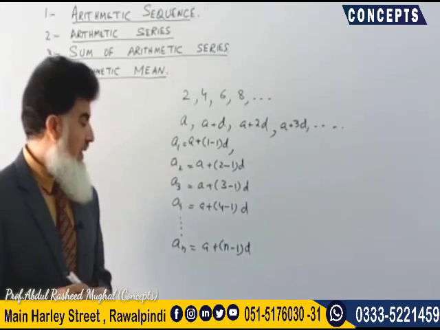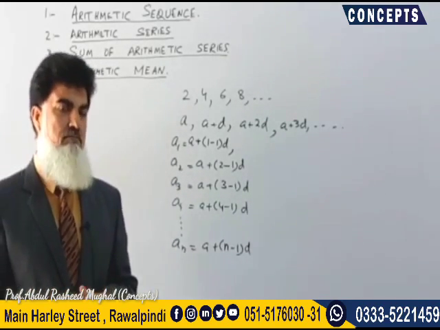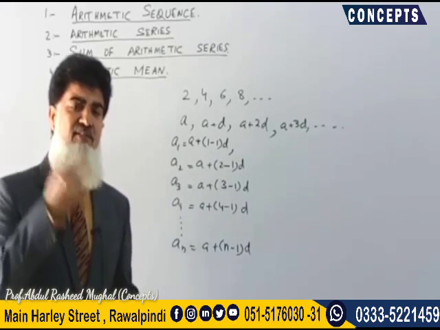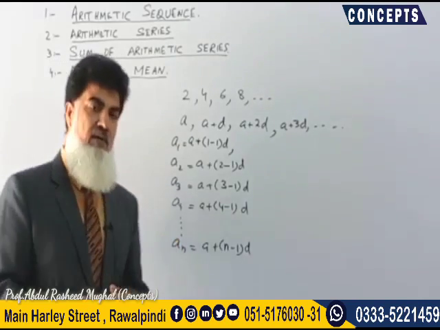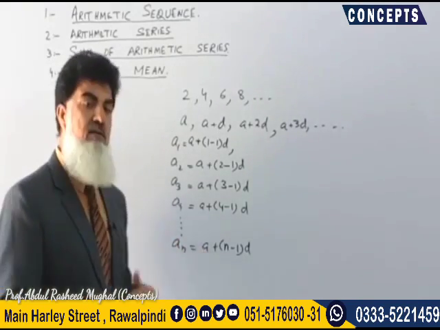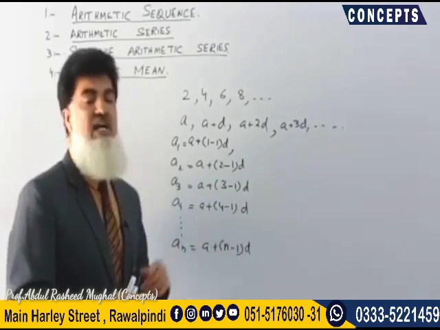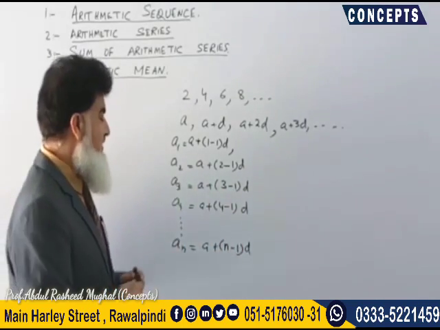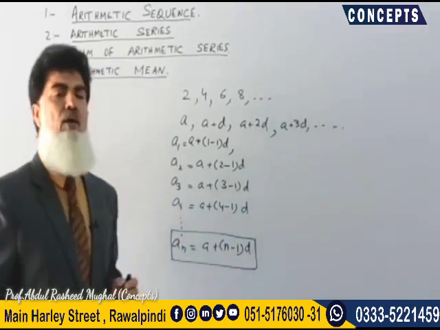Here you see, there are 4 elements involved. If we know any 3 of them, we can find the missing term. An stands for the nth term, A1 the first term, n is the total number of terms, D stands for the common difference. This is the general term, this is the formula with the help of which we can find any term.